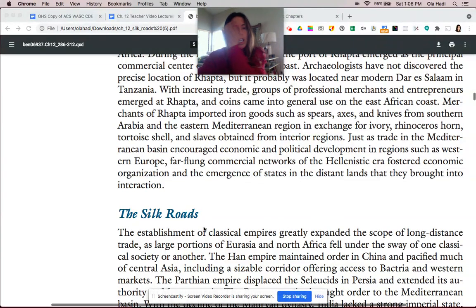It's really important to understand that this wasn't just one road. This was a network of roads, so many roads that worked together, that are named after the principal commodity that was exchanged, which is silk, obviously.